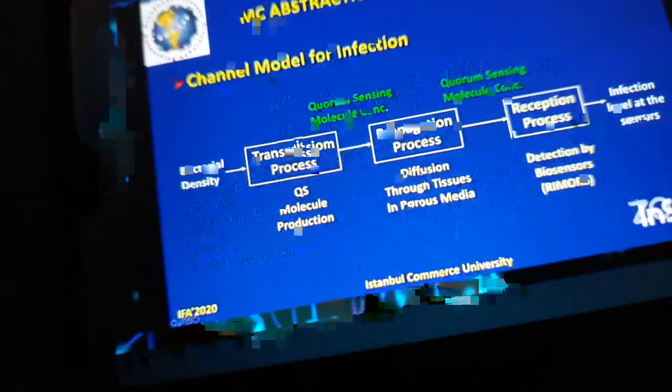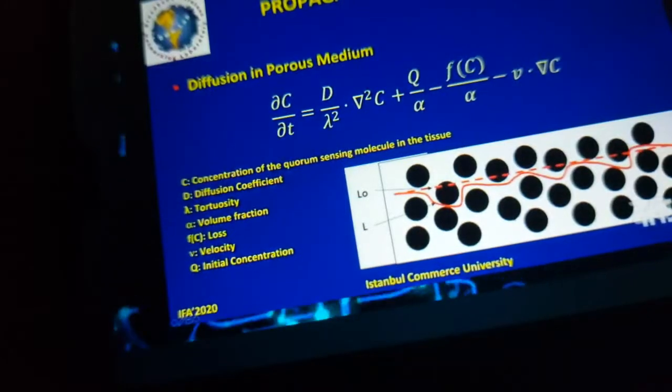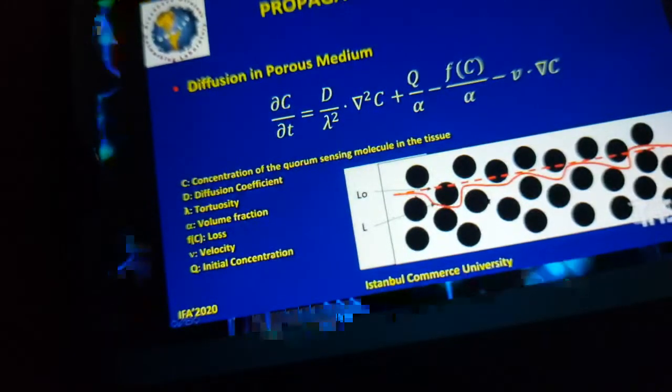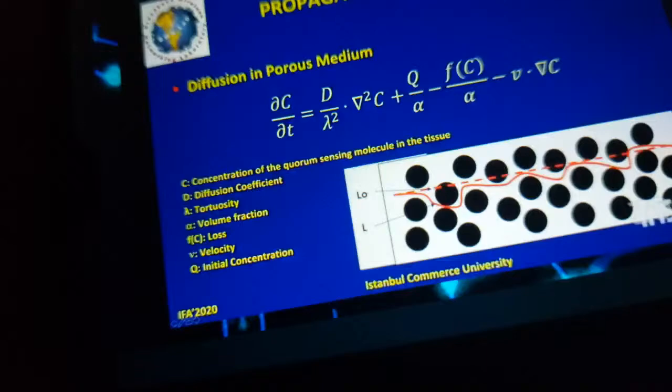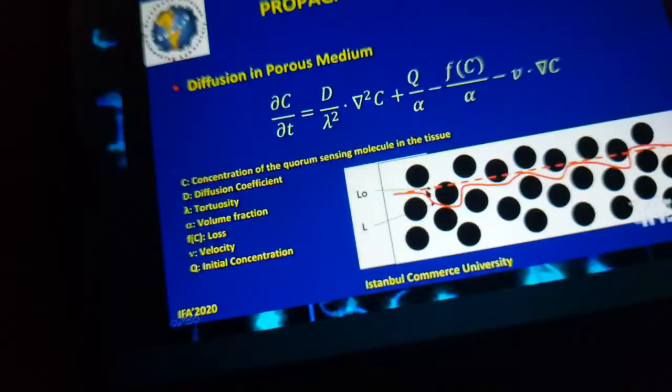So now you can see here, this figure shows the diffusion process in porous medium. The black dots represent the cells, and the parts in between are pores. If we did not have these black dots, it would be straightforward.